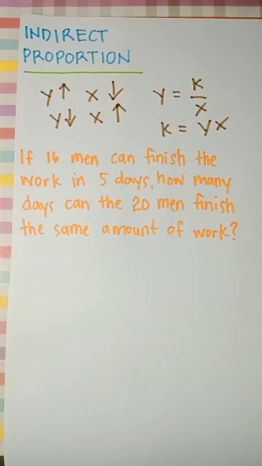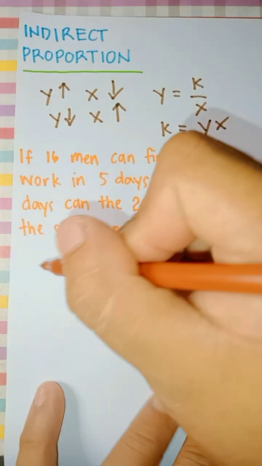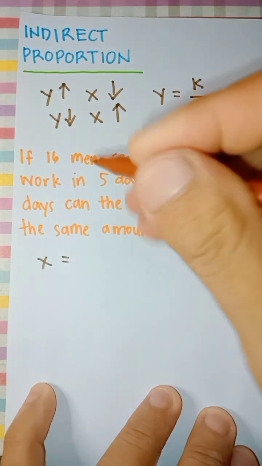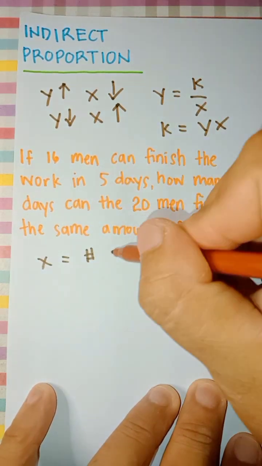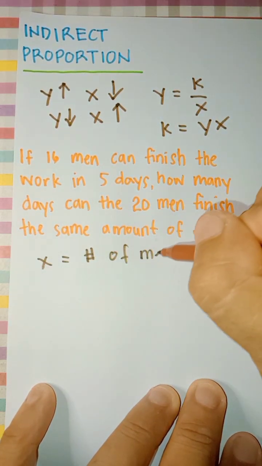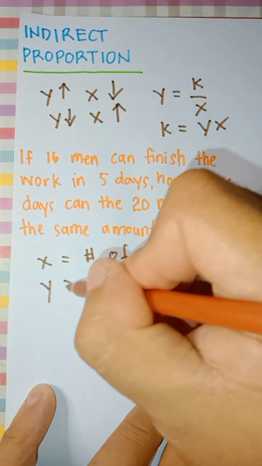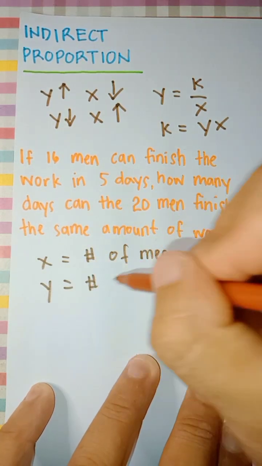Now let's answer this word problem. If 16 men can finish the work in 5 days, how many days can the 20 men finish the same amount of work? Now let x be the number of men and y be the number of days.